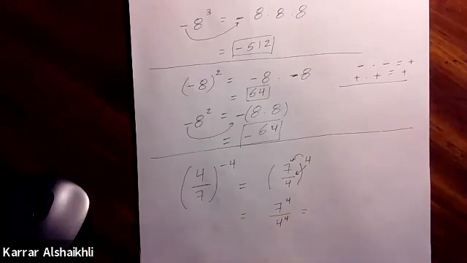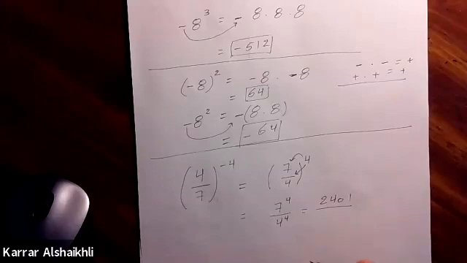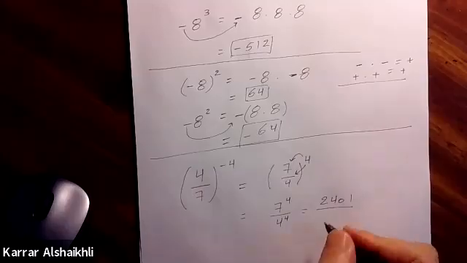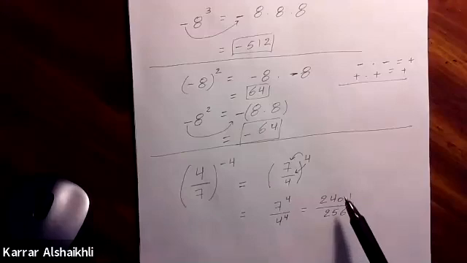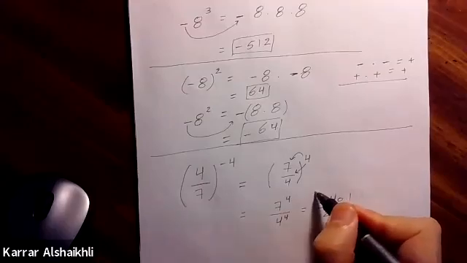Now, 7 to the power 4, how much is it going to be? Someone tell me. It's going to be a big number. 2,401. Over 4 to the power 4, how much is it going to be? 256. Don't worry if you got a really big number. Can you simplify it? No, that's it. Leave everything. This is the final result.